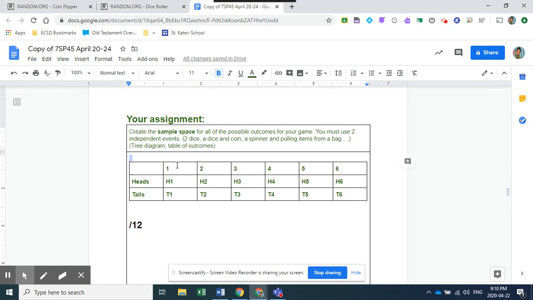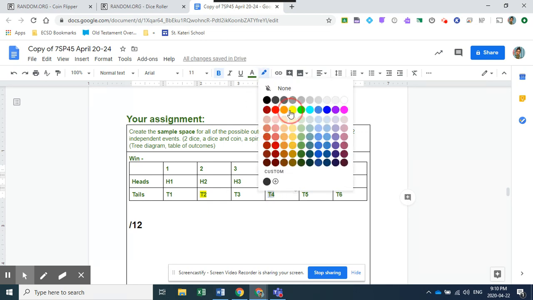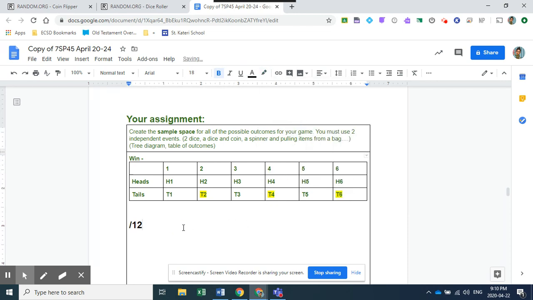And the way you win, your desired outcome, I'm going to say, you only win if you get tails and an even number. I just made that up. It does not have to be that. Your game can be totally different. You can make it so you only win if you have tails and 6, tails and 2. You can make it heads and 2. You can make it so you only win if you pull out a ball that's blue and a pen that's red, or whatever your game is. But I decided you only win if you get tails and an even number.